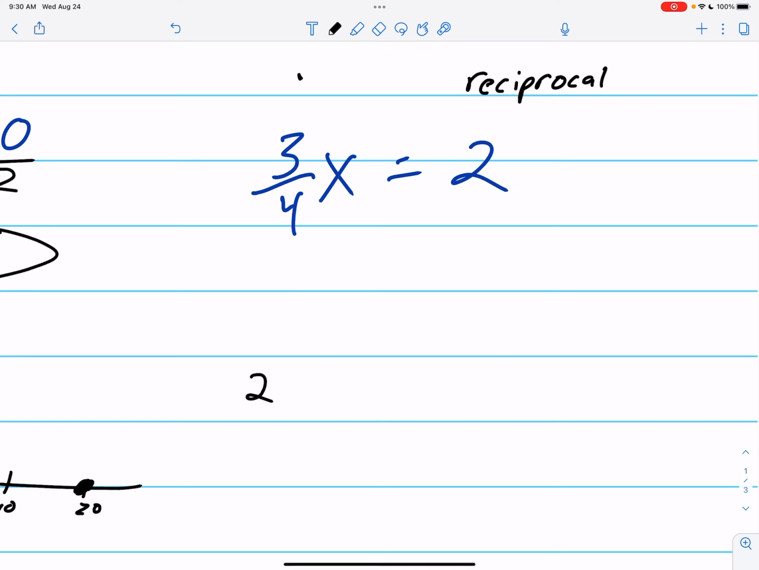Mr. X, how do I do that if it's just a number that's not a fraction? Well, put it over 1.